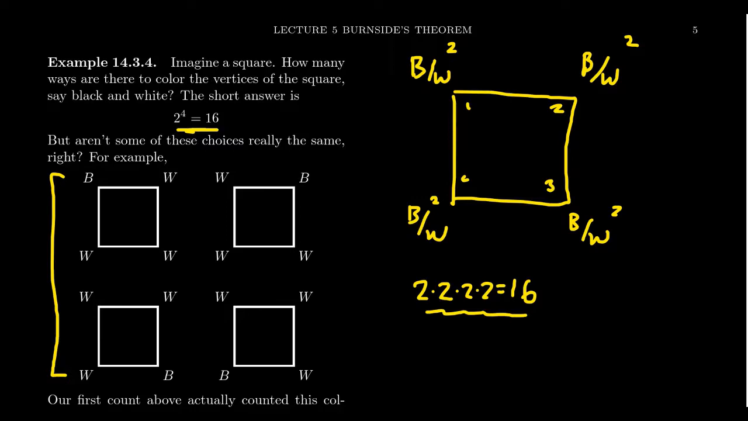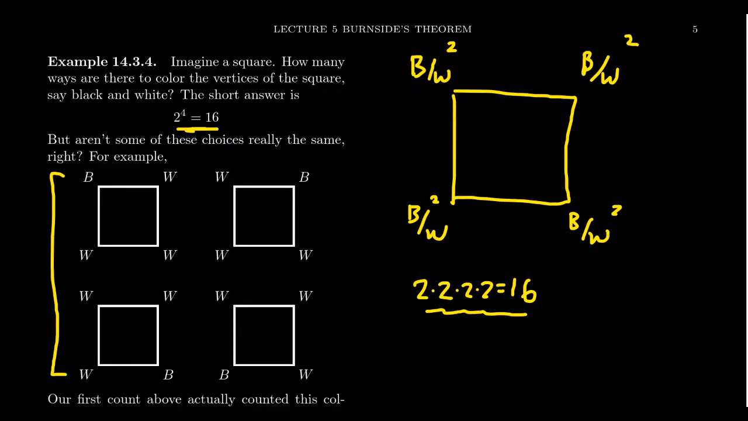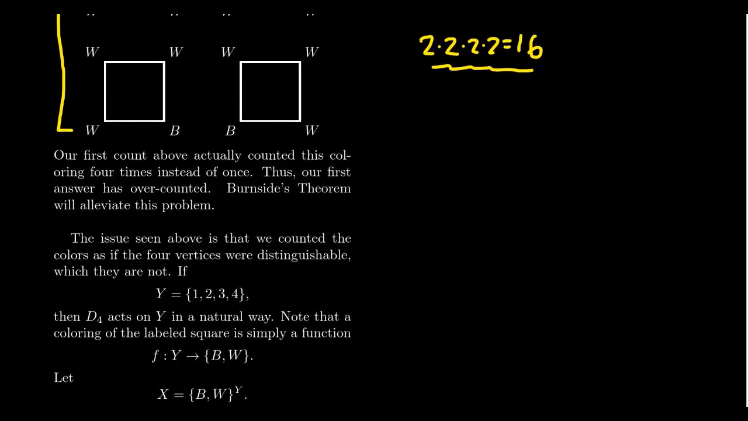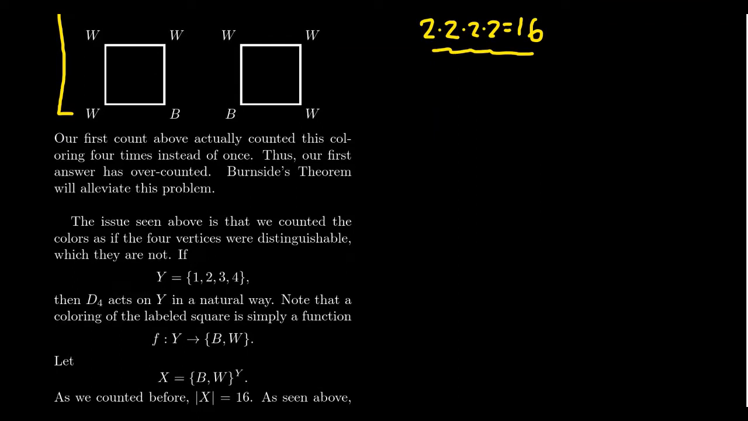But what happens when we can't tell the vertices apart? When you start rotating the square, when you start flipping the square, you can't tell who was the original vertex one because it got moved around. So because of these equivalent orientations, it becomes a lot harder to count the number of square colorings we can have. This is why Burnside's theorem comes into play.